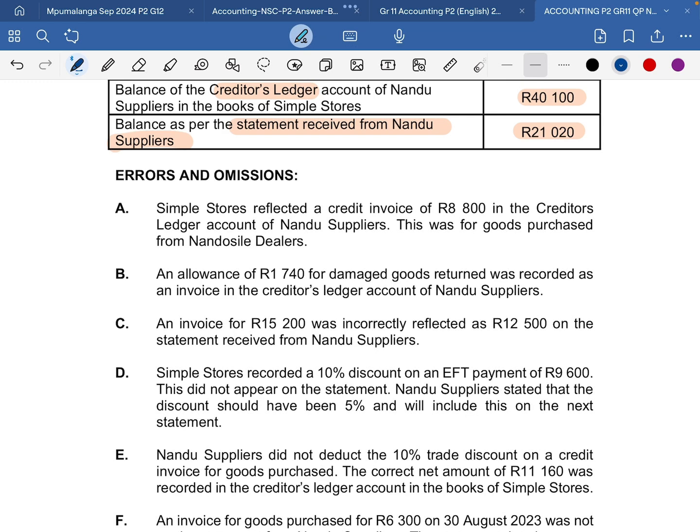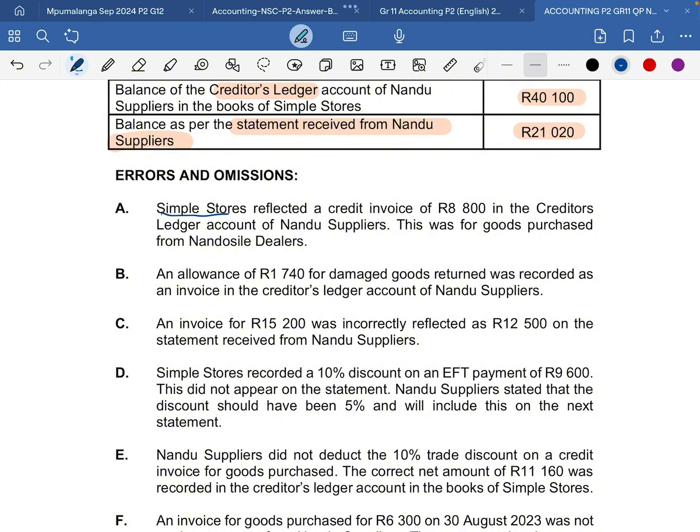So information A: Simple Stores reflected a credit invoice of 8,800 in the creditors ledger account of Nandu Supplies. This was for goods purchased from another dealer. So what we need to do each and every time, you need to remember that you make a correction on the side that has an error. So in this case, Simple Stores made the error. You first need to identify and ask yourself who made the error and how much am I correcting.